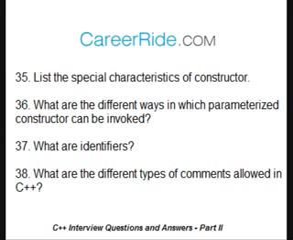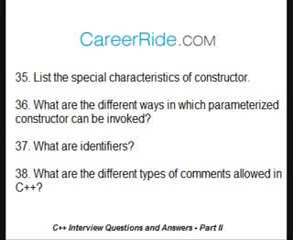What are the different ways in which a parameterized constructor can be invoked? A parameterized constructor can be invoked in the following ways. 1. By implicit calling. We mean here that the constructor's name is not specified in the calling statement. 2. By explicit calling. This means that the constructor's name is specified in the calling statement.